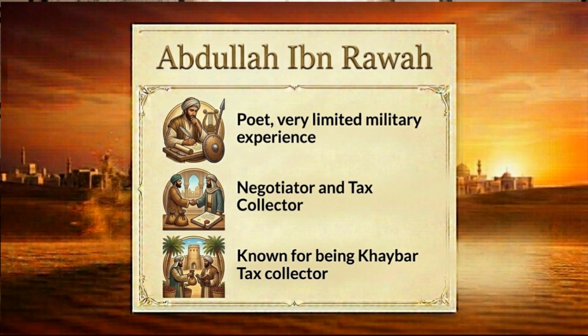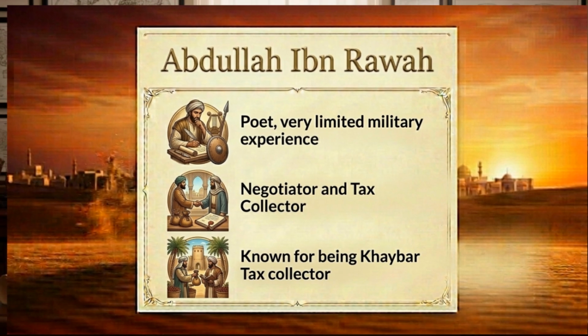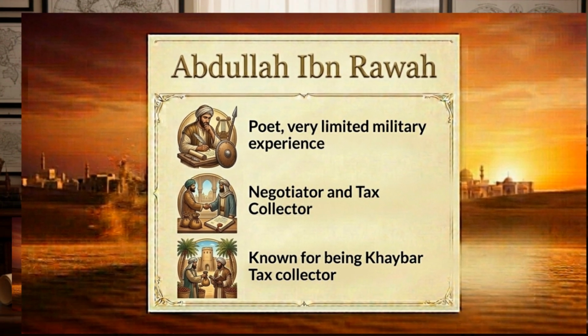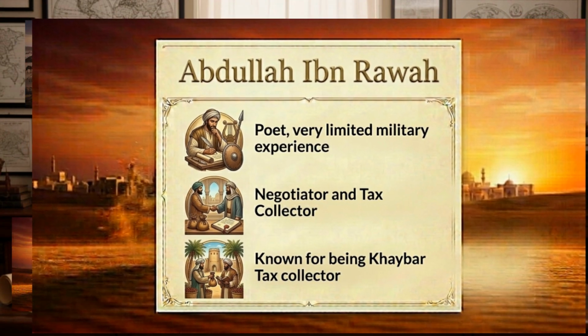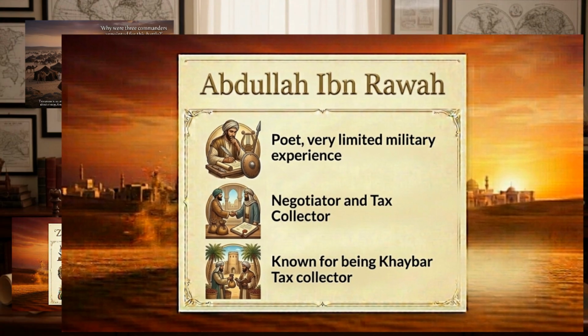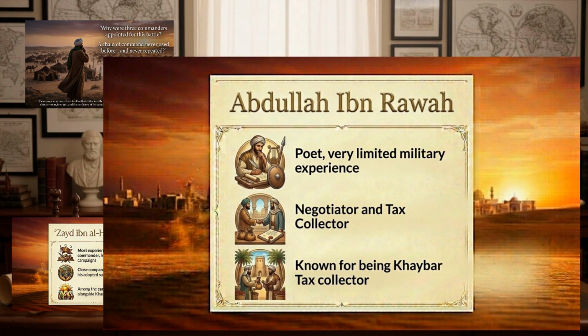The third commander was Abdullah ibn Rawaha, one of the Ansar of Medina and a well-known poet in the early Muslim community. He had experience in smaller operations and administrative roles, including duties connected to Khaybar, a major Jewish majority oasis settlement that had come under Muslim control. However, he was not known as a major battlefield commander on the same level as others.